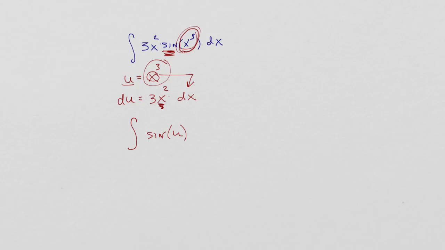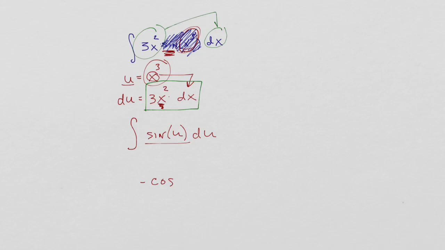Now we have dealt with all of that. And the leftover bits are 3x squared and dx. And what's awesome is that when I look at this, those are the pieces that I see. So by writing du, I am incorporating 3x squared and dx already. And this is great because I do, in fact, know how to anti-differentiate the sine of u. That would give me negative cosine of u plus c.